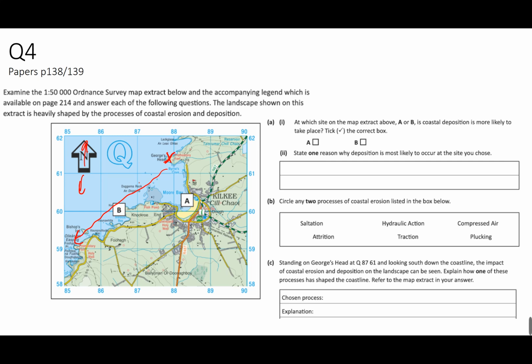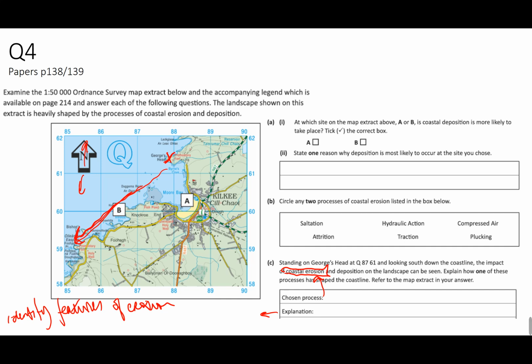Right, so looking down this direction here, I think the easiest one to go for is probably erosion. Okay, so what you want to do, for the explanation, is identify features of erosion. Okay, so first of all, state that you're going for this one here, so chosen process, and then identify some features of erosion. So can you see any cliffs there? All right. Can you see any sea stacks or sea stumps? Could you even be awesome and identify a wave cut platform?